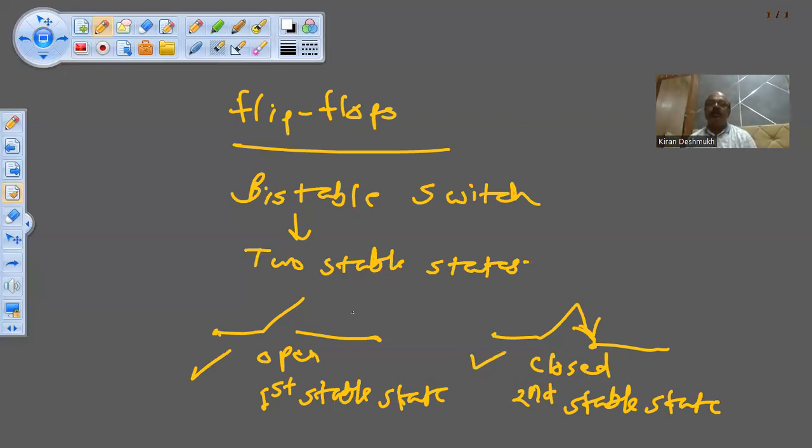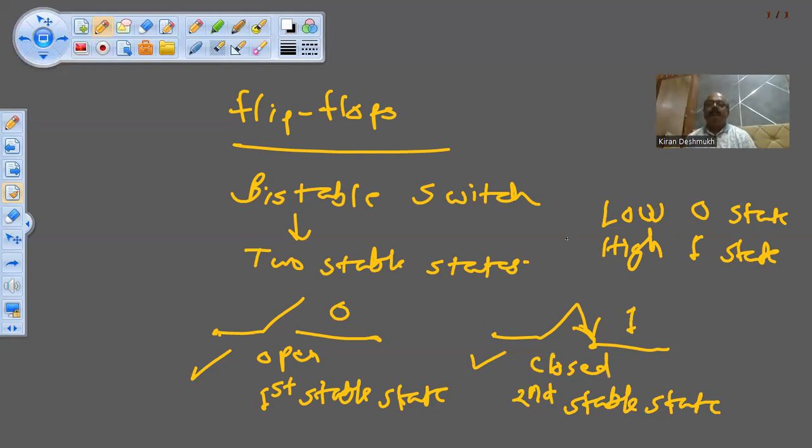Open I call it as 0 and closed I call it as 1. Let us call it 0 and 1 in the binary language. So a flip-flop will have either a 0 state or a 1 state. Means it will be either low or high. In terms of low and high, we can call it low state and high state.